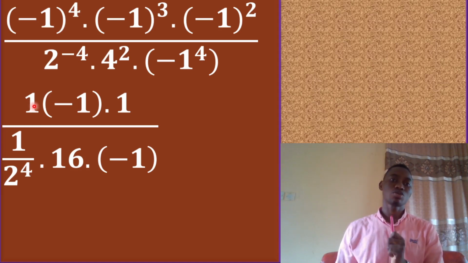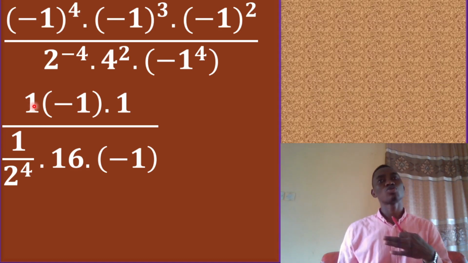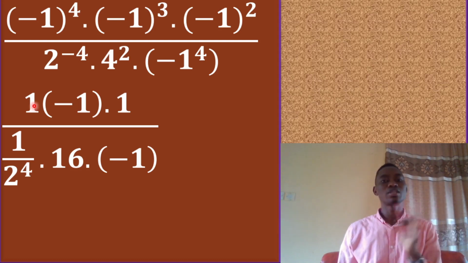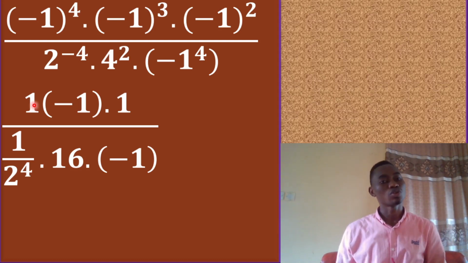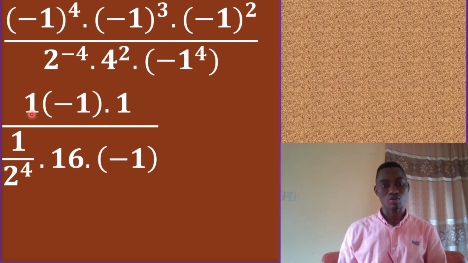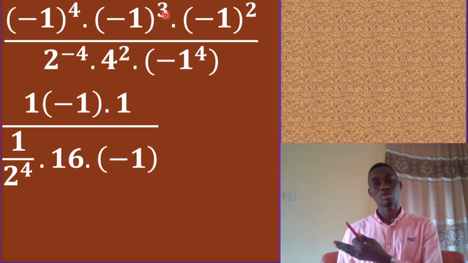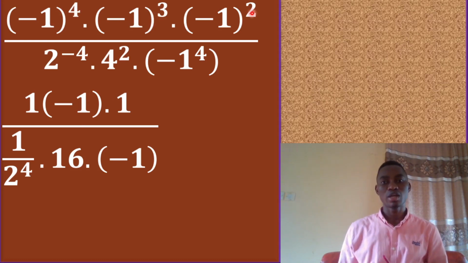Is that clear? So you know 1 raised to the power of any integer will always return 1. So 1 power 2 is 1, 1 power 4 is 1, okay? Then here, we are getting a negative number because the power is what? Odd. It's an odd number, okay? Then here we have what? A positive result. So in the numerator, we are having 1 times minus 1 times 1.